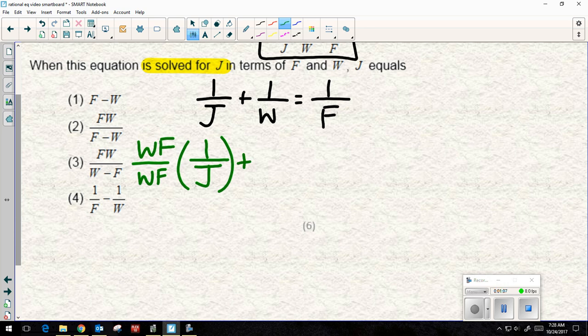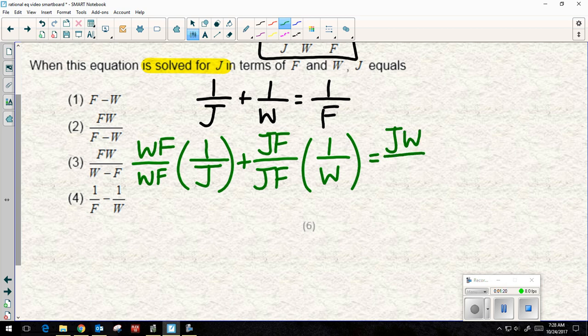In the second denominator, I'm missing a j and an f. So I'm going to multiply top and bottom by jf. And on the right side, my last fraction is missing a jw. So I'm going to multiply top and bottom by jw. Now, when I write these, I'm going to write them in alphabetical order, just because that's how you usually see things represented, especially if we're talking about a multiple choice. But remember that it's equivalent.